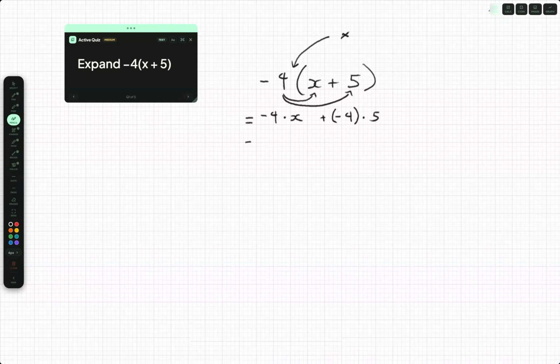So negative 4 times x is minus 4x. And then if we're adding a negative, it's going to be a negative. And then negative 4 times 5 is negative 20, so it'll just be minus 20. When we see these two symbols next to each other, we're going to use minus. So plussing a minus just becomes minus, and minus a minus is going to become a plus. Just remember those sign rules.